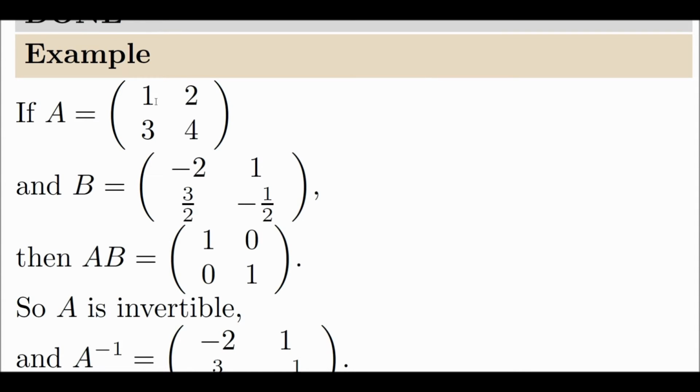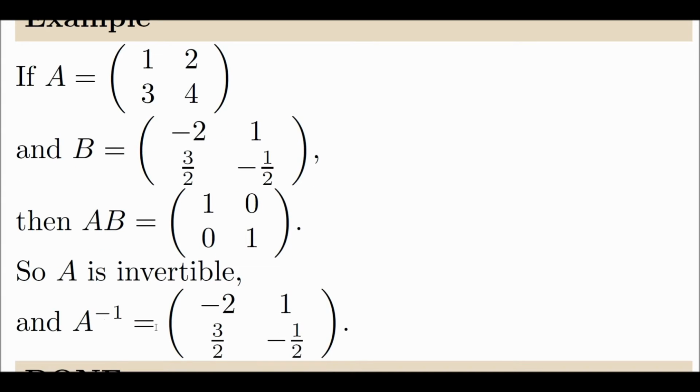Here's an example. Let's say A is this matrix 1, 2, 3, 4, and B is this matrix -2, 1, 3 halves, -1 half. If you multiply these two matrices, you'll get the identity matrix. And that means that A is invertible, and the inverse of A is this matrix here, because when you multiply these two matrices, it gives you the identity matrix. So you would call this matrix the inverse of A.